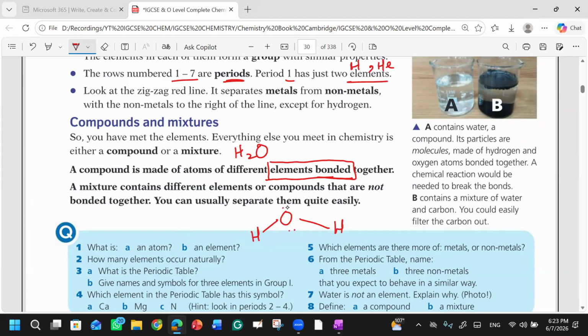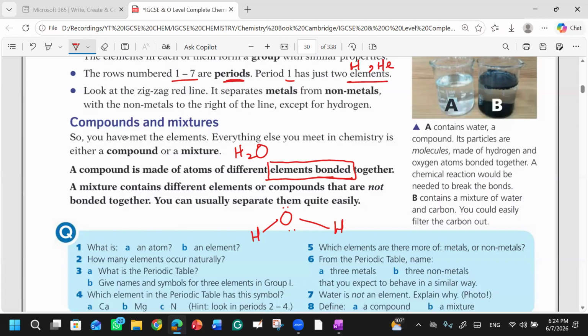So this is known as a compound, right? But if you add sand in it, can sand form a bond with water? Is it possible for sand to make a bond with water? Think about it. When you add sand in the water, what happens? Sand cannot form a bond with water. So this is just a mixture.